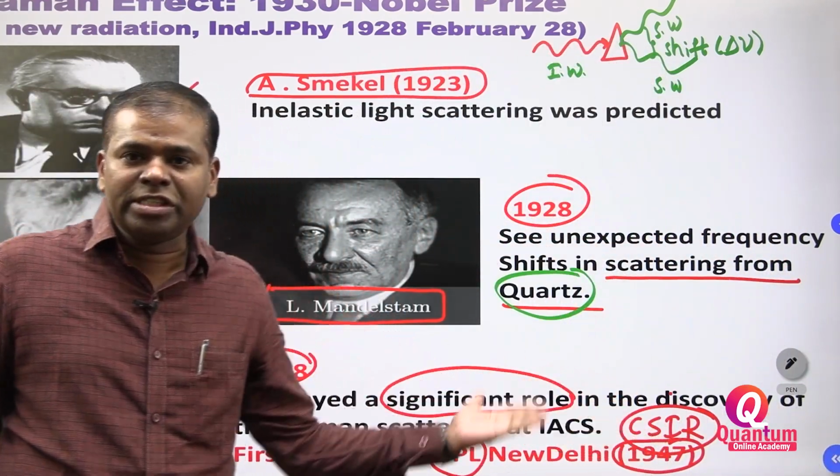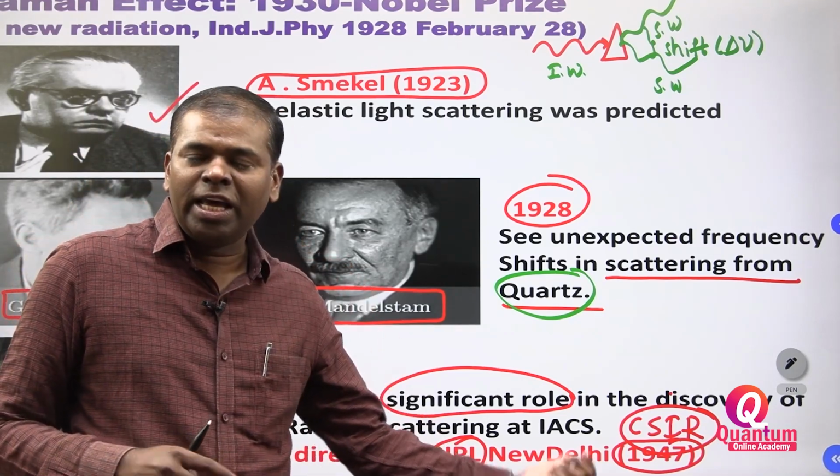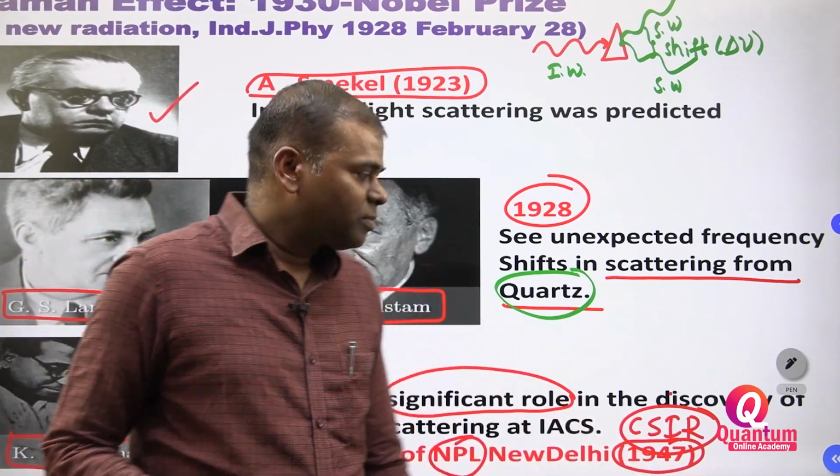That is the CSIR Physics Laboratory. We have only one lab, the Indian Physical Laboratory. Who is the first director? K.S. Krishnan in 1947, right?